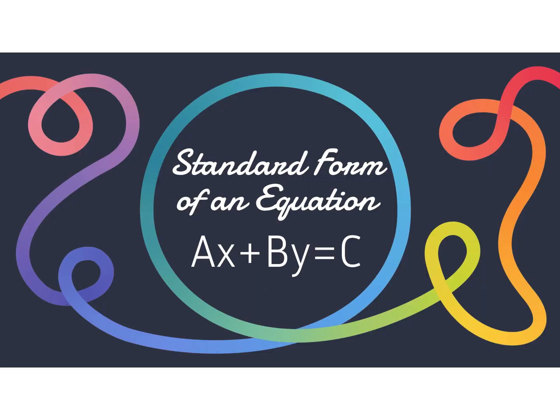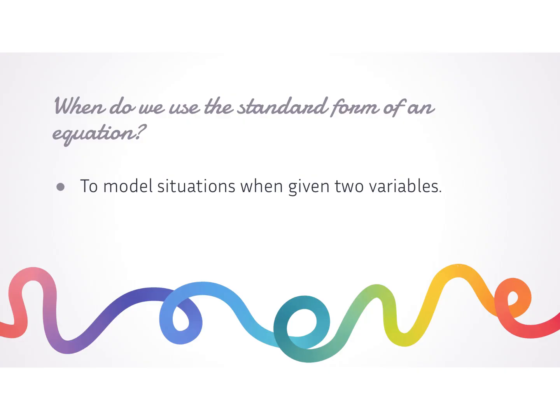All right, so standard form is ax plus by equals c. Please write that down in the top box of your notes, ax plus by equals c. You're going to need that for this assignment. We use standard form to model situations when you're given two variables. So if you're given two different things, that's when we use this ax plus by equals c. You don't need to write this down, just use that as kind of a thought.